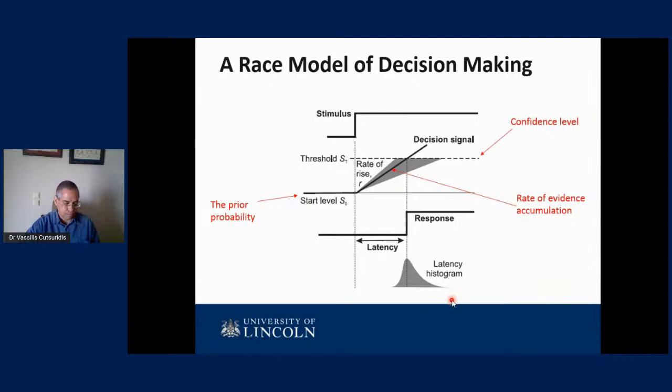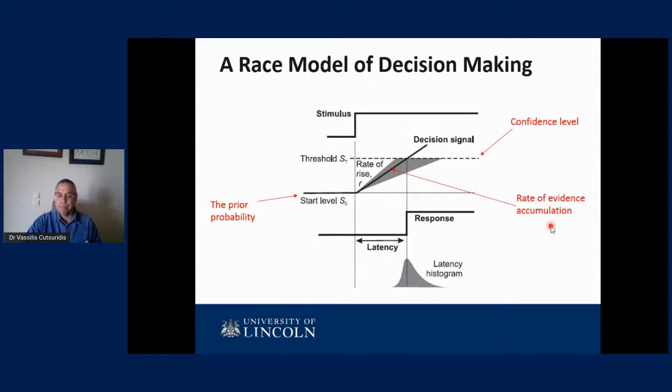Now, conceptually, this is a very simple model. It makes sense, right? All this start level, threshold and rate of rise can be correlated with stuff that we already know, like the confidence level or the rate of evidence accumulation. But the question is, although conceptually this might be very attractive, has there ever been any evidence in the brain that this is the case? And as a matter of fact, there is.